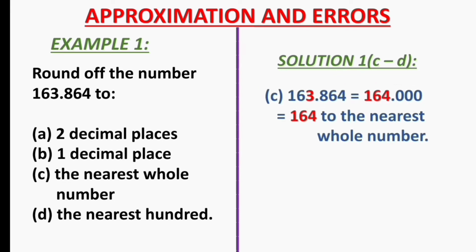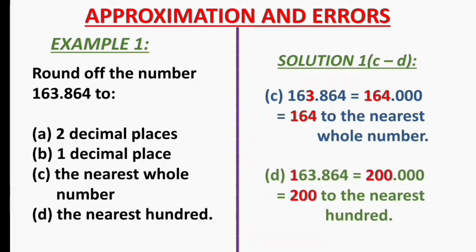The answer to question 1C is 164 to the nearest whole number. Here we have to round up to get this answer. For question 1D, the answer is 200 to the nearest 100. Here we have to round up again to get our answer to question 1D. I hope you got these answers correctly.